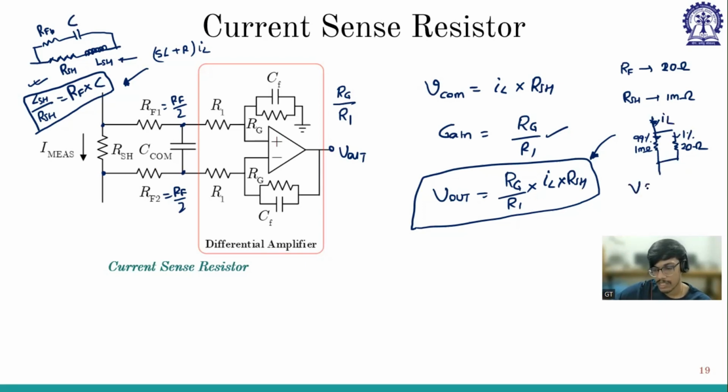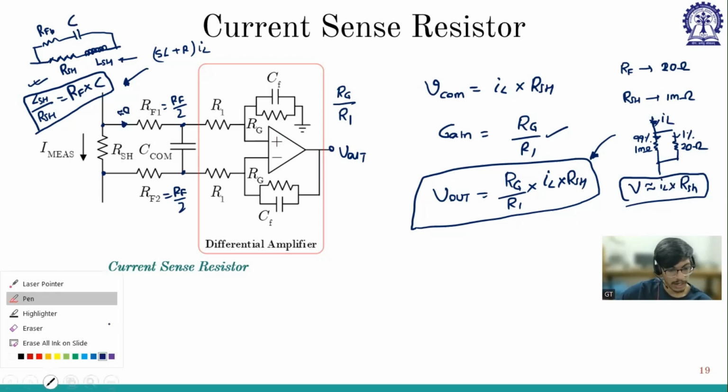My voltage is nearly equal to IL into 1 milliohm, which is RSH. So my voltage will be RSH into I measure, because the current flowing through the other branch is almost negligible, tending to 0, because it is a very high resistance path compared to this. But I want to tap the voltage which will be coming across the capacitor. So my work is done, and that's why I'm going through this method.